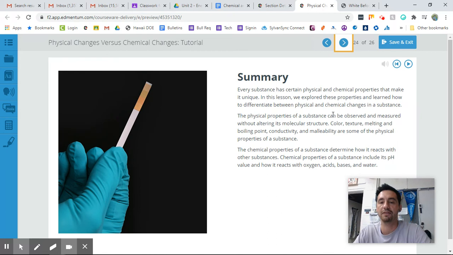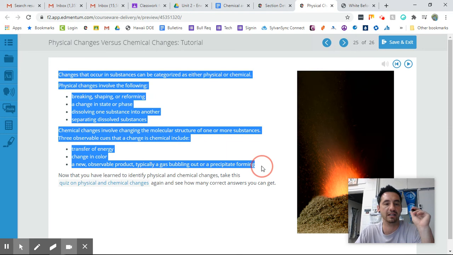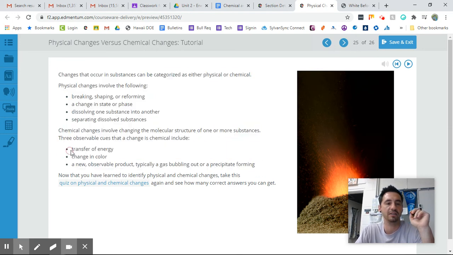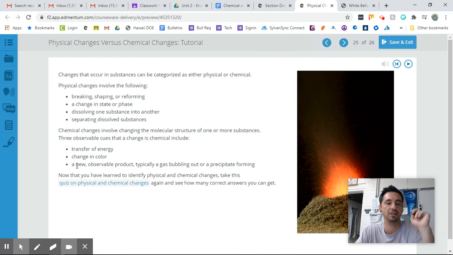Okay, things like physical changes would be like heating, boiling, freezing, change in phase change. So again, right here, that gives you all that kind of right there. There's like 3 right here, but there's actually 5. So we have transfer of energy, change in color, new observable product. So this is 1, typically a gas or precipitate.